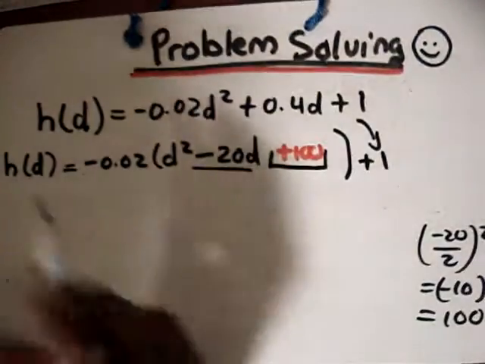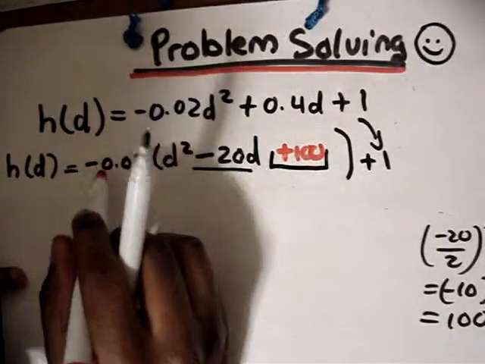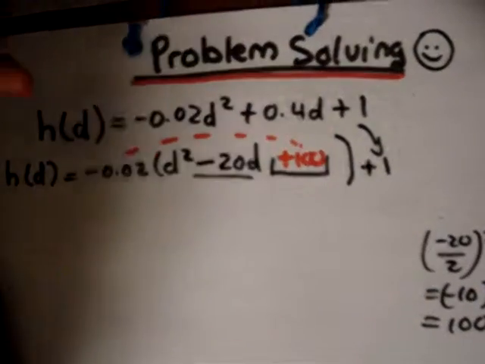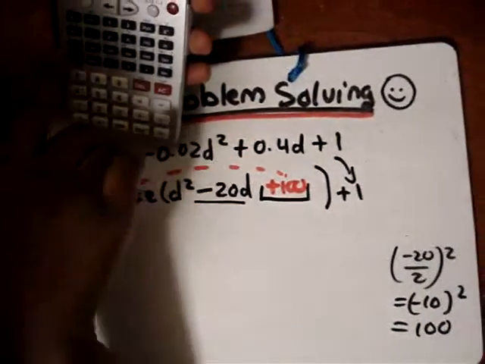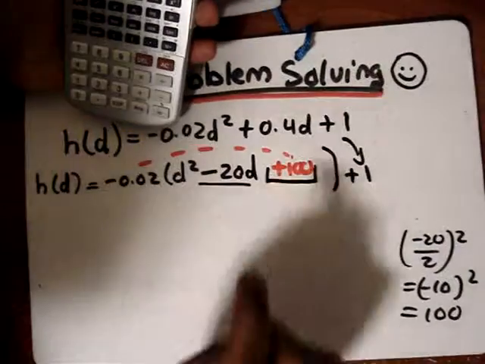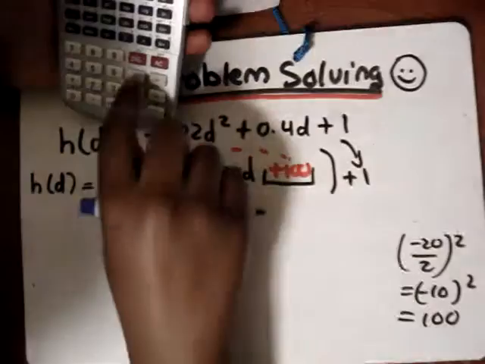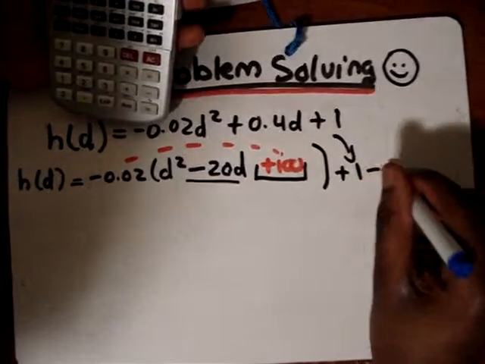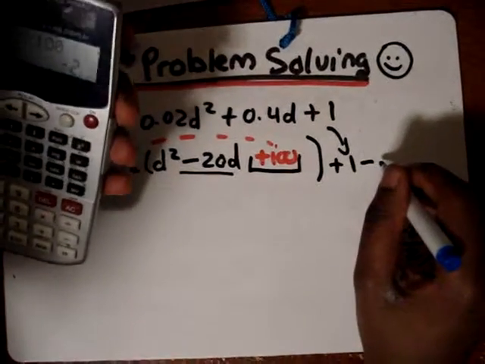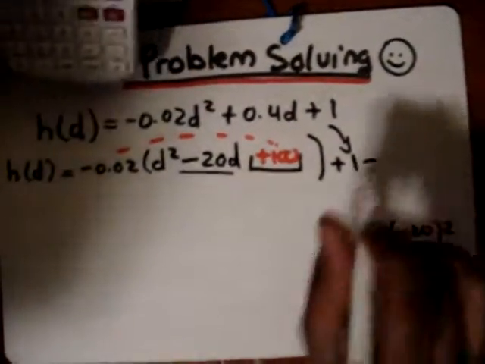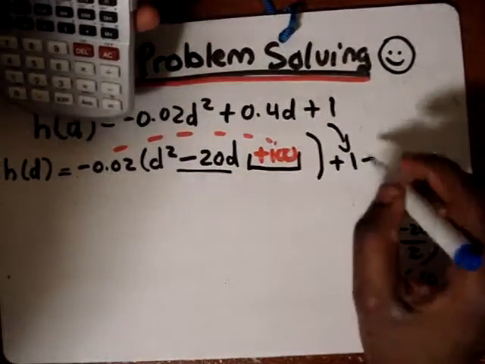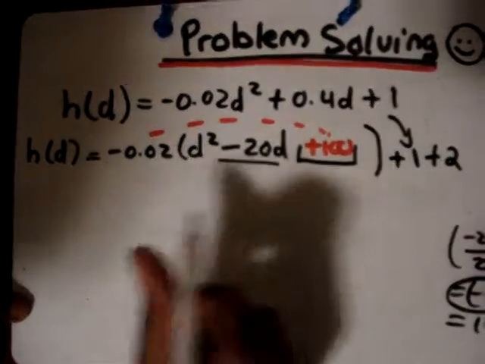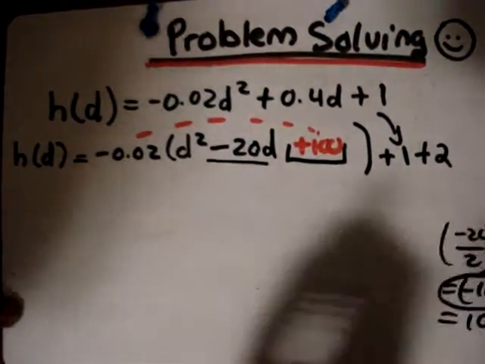And what you do is you take your a value and you multiply it by your magic number, which is 100. Take your calculator and plug it in. Negative 0.02, and you multiply it by 100 times 100. And look at that, you get negative 2. So you just plug that in over here. But since it's a negative 2, you have to make it positive so that the equation is balanced. Plus 2. Okay. So now you're ready to put your standard equation into vertex form.